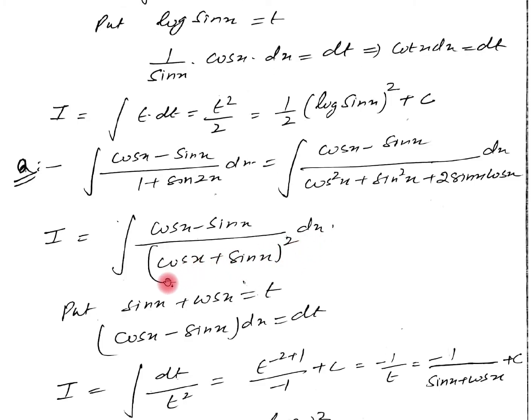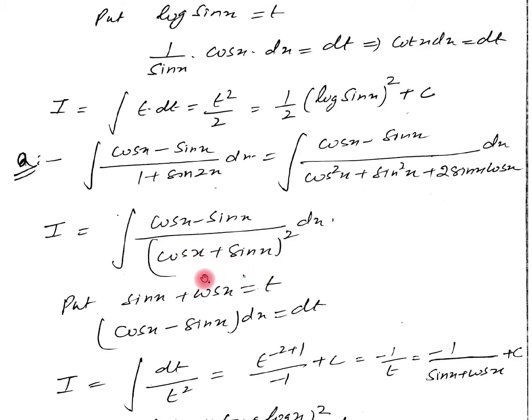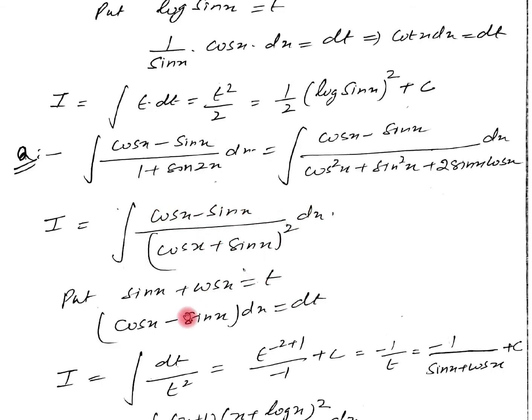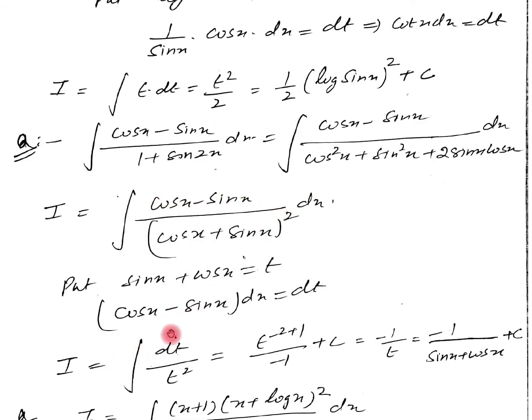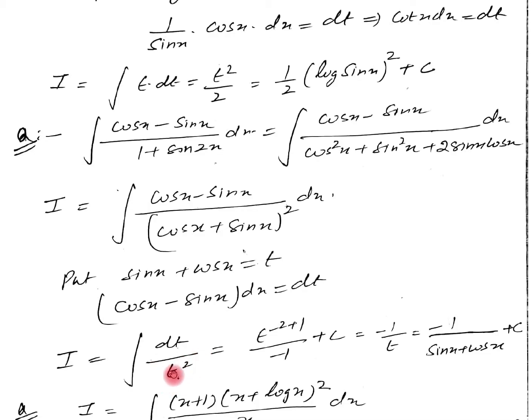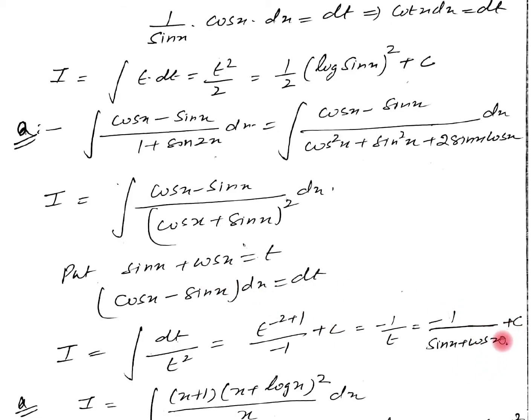Then putting here sin x plus cos x equal to t. Differentiating, the derivative of sin x is cos x, so cos x minus sin x dx equal to dt. Then I becomes dt upon t square. Then integrating it, t raised to power minus 2 plus 1 upon minus 1 plus c. Then it is equal to minus 1 upon t, where t is sin x plus cos x, plus c.